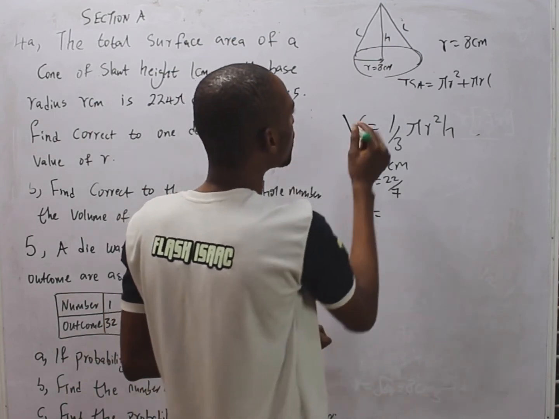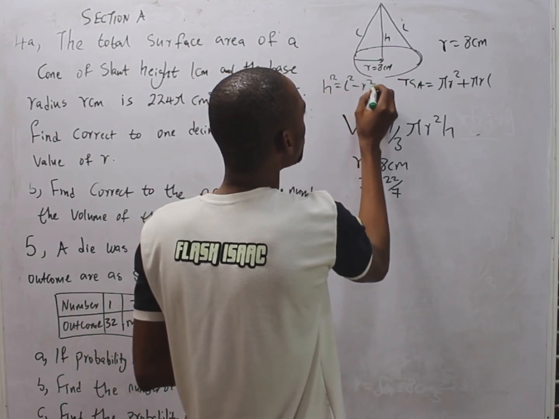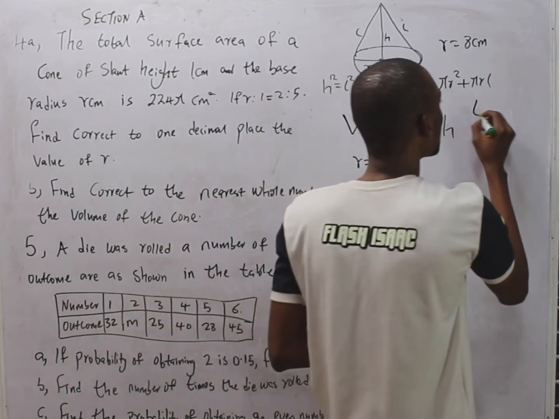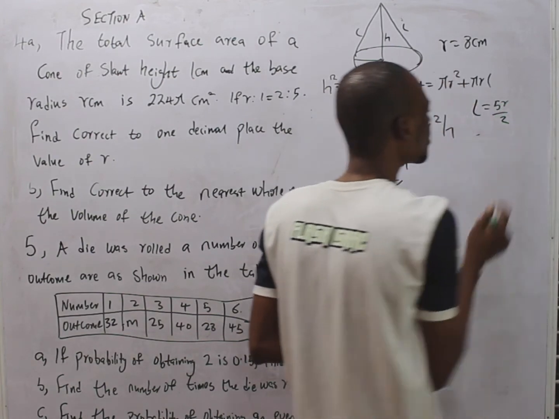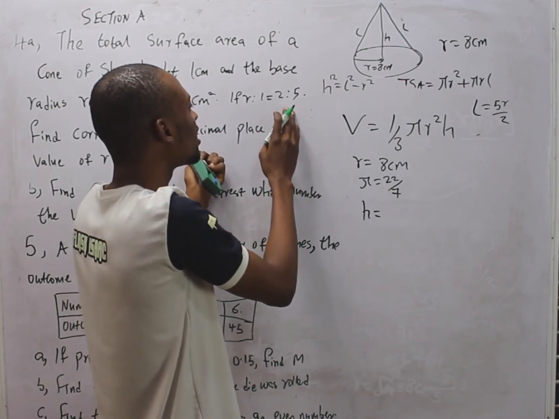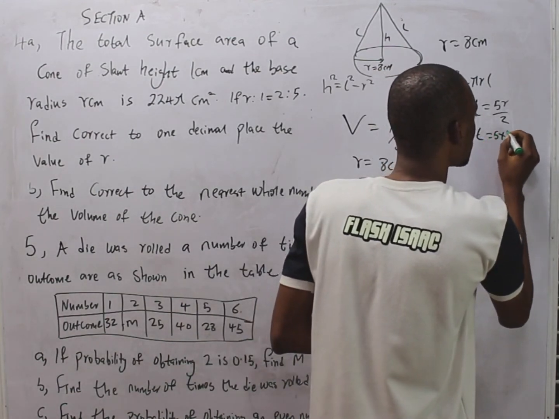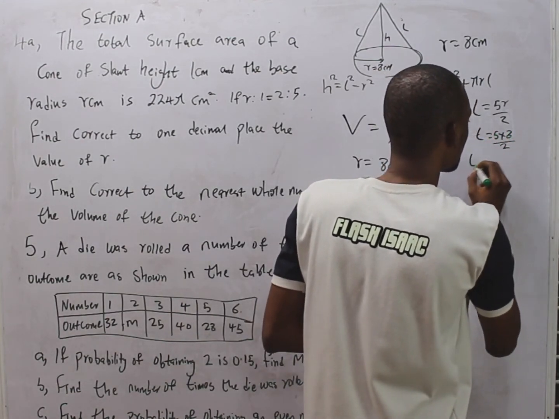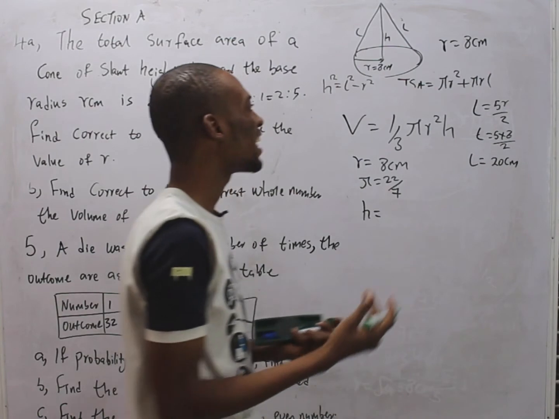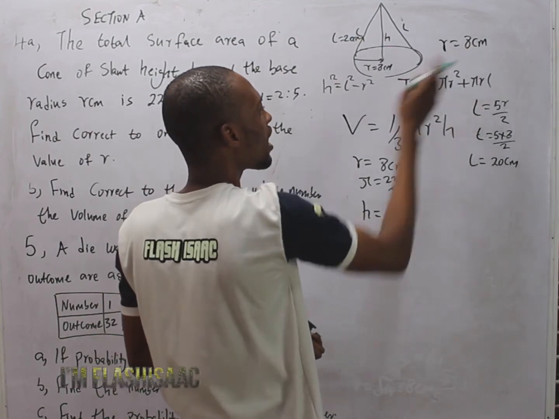From Pythagoras theorem, h squared is equal to l squared minus r squared. Remember, we said that l is equal to 5r/2. From the ratio of r to l being 2/5, it means l is 5r/2. This is simply 5 times 8 all over 2, which is equal to 20 centimeter. The slant height is equal to 20 centimeter.